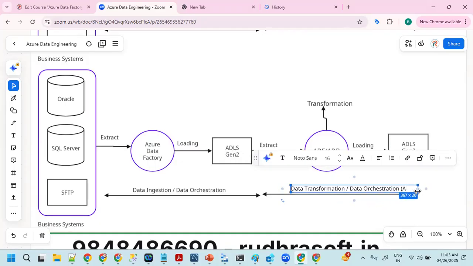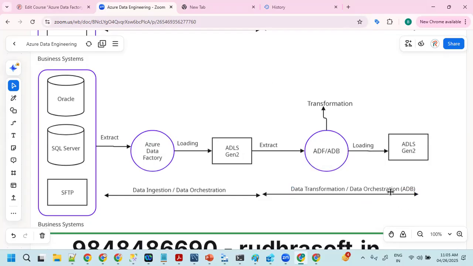I'm just saying in brackets, ADB. ADB has the capability to do data orchestration, but data ingestion is not going to be possible with Databricks. We are not supposed to do it. We have very limited connectors. How Databricks evolved from Spark, and how Spark evolved from Hadoop, we are going to talk about in more detail at the time of Azure Databricks. So this is how we are going to do the data processing as an Azure data engineer.